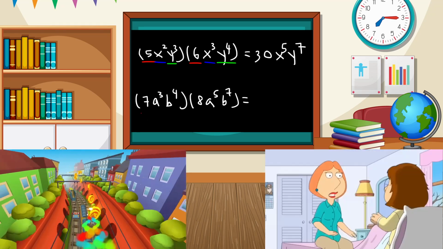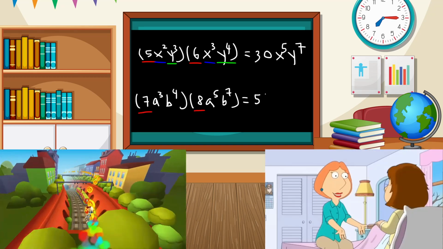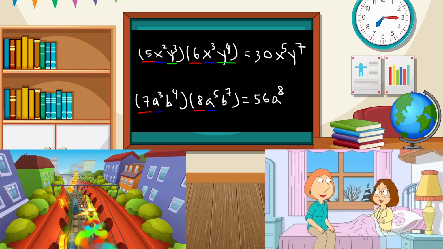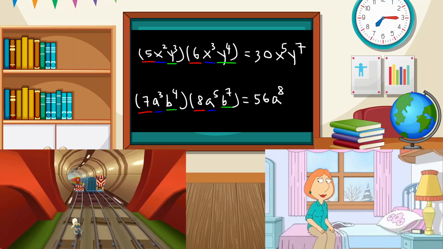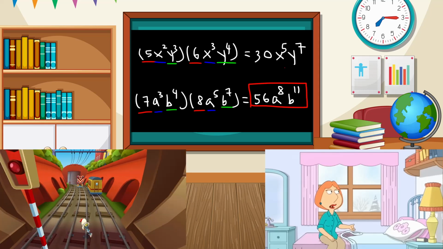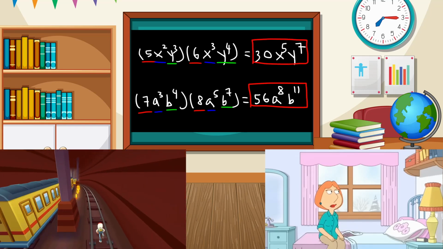Now let's do the same for this one. So here we have 7 times 8. That's going to be 56. And then a cubed times a to the 5th power. So 3 plus 5, that's 8. And then b to the 4th times b to the 7th. 4 plus 7 is 11. And there you have it. So we have 56, a to the 8th power, b to the 11th. And this is 30, x to the 5th, y to the 7th.